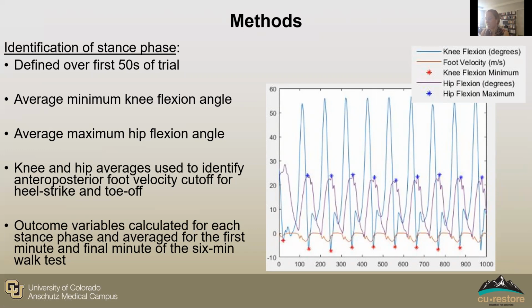So for example, for this participant's data on the right, the foot velocity cutoff was an absolute value of 1.3 meters per second. So anytime that absolute value dropped below 1.3 meters per second, I identified that as a person's heel strike. Anytime it went above 1.3 meters per second, that was identified as a toe off. And so that way I was able to identify each stance phase throughout the 6-minute walk test based on that cutoff. From there, outcome variables were calculated for each stance phase and averaged for the first minute as well as the final minute of the 6-minute walk test.